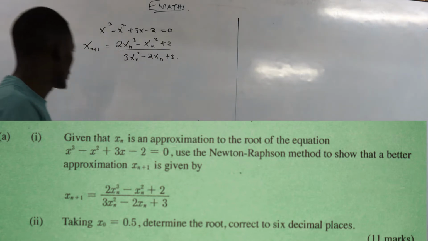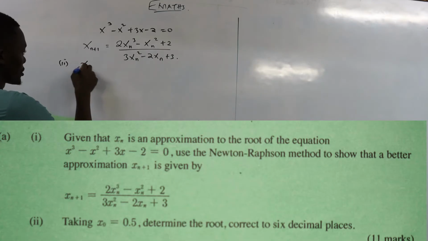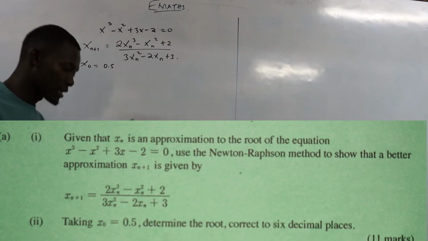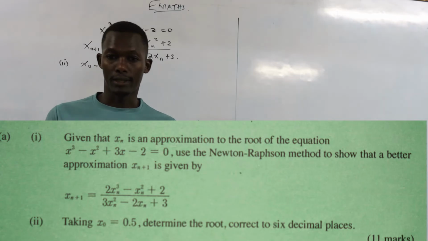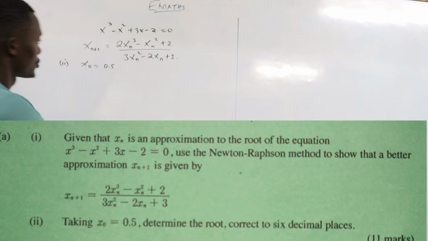Then part 2 says, taking your first approximation x naught equals 0.5, determine the root correct to 6 decimal places. All right, so we just jump right into that. So, solution.